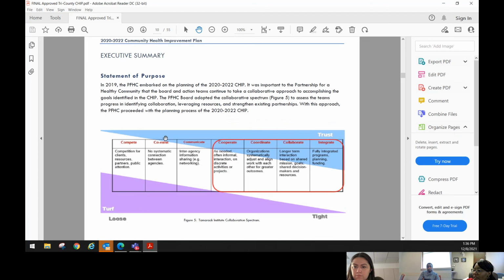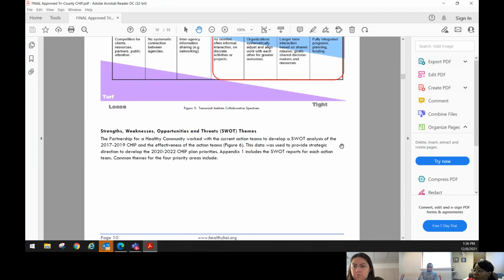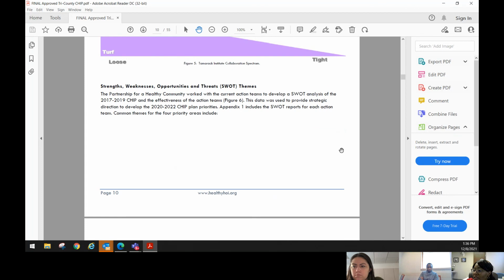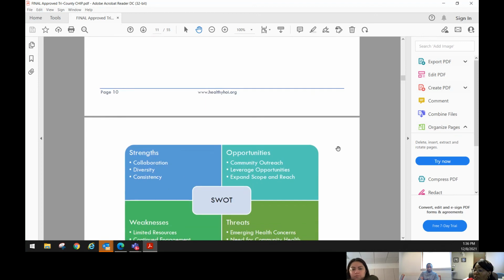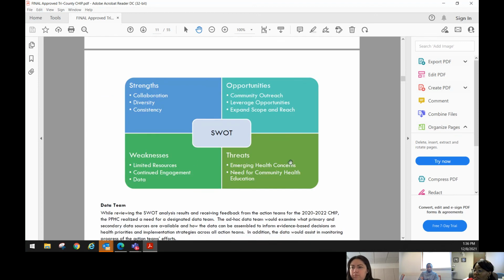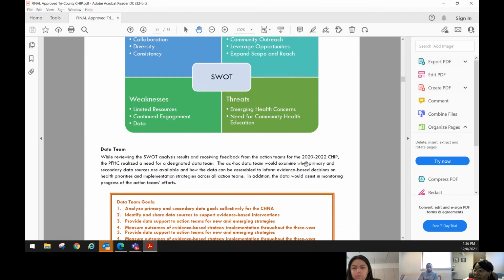All right, and again, this is the methodology of us being organized, that we're in this phase now. We want to cooperate, coordinate, collaborate, integrate. We did a SWOT analysis as a team, our action teams and our board, to see our strengths, weaknesses, opportunities, and threats. So this is all strategic planning, right?